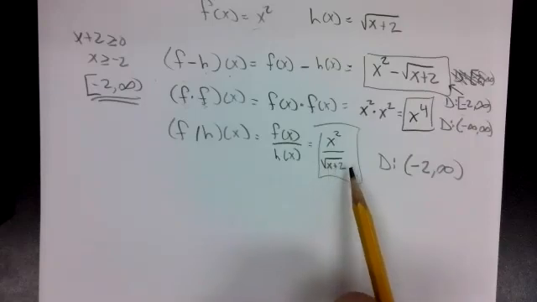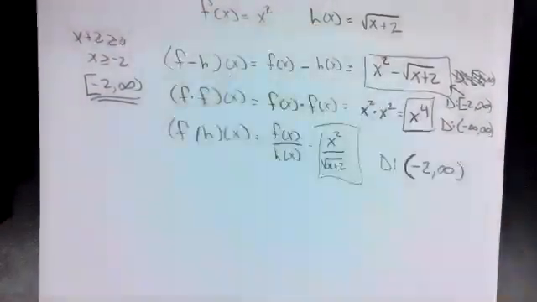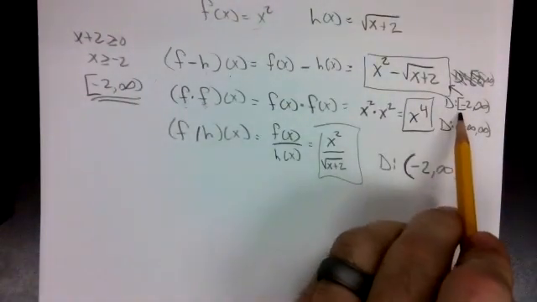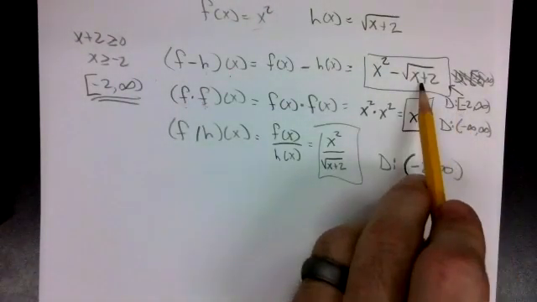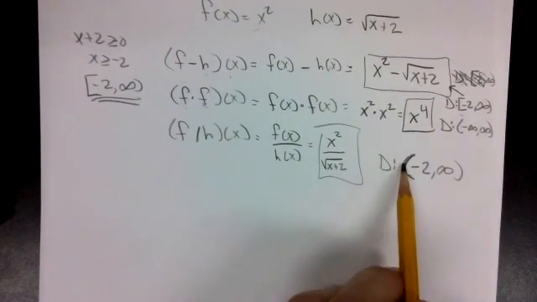Anything just a little bit bigger than 0 is fine. It just can't actually equal 0. So I don't want to include the negative 2. Normally, I want to include it because 0 is fine. If this is on the bottom of the fraction, we can't include the negative 2.